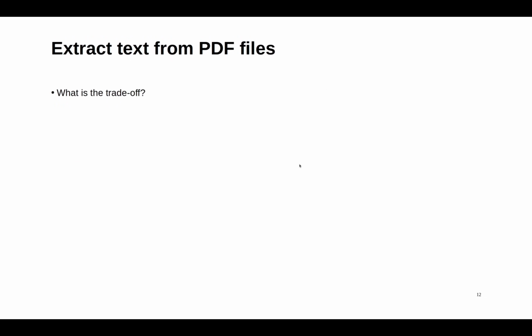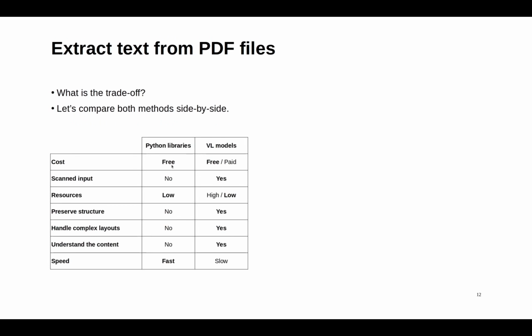You might be asking, what is the trade-off? Let's compare both methods side by side. Python libraries are free and open source. VL models can also be free, but we also have paid options. Libraries can't handle scanned documents, while models can. When it comes to resources, you don't need a powerful laptop to use the libraries, but that's not the case with VL models. Here you can see that I have two values, high and low.